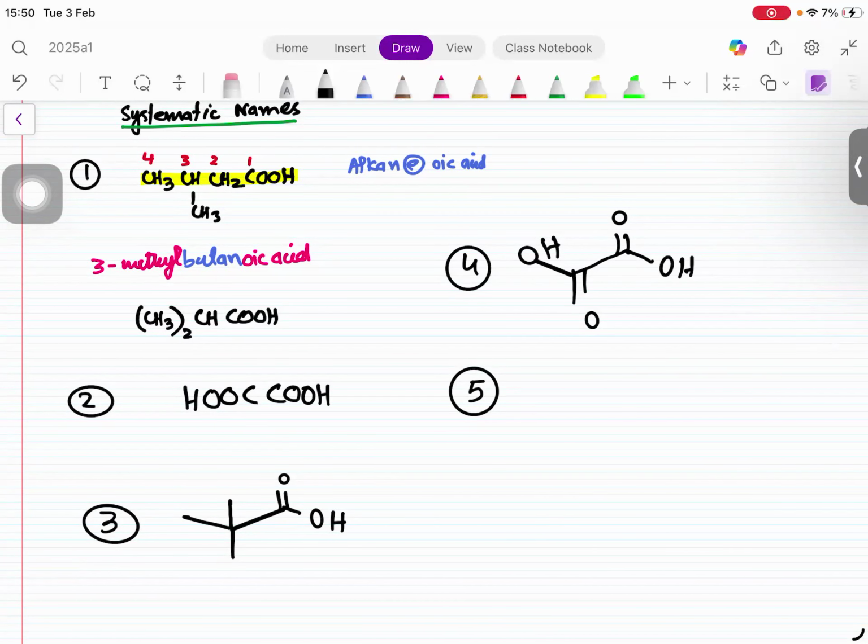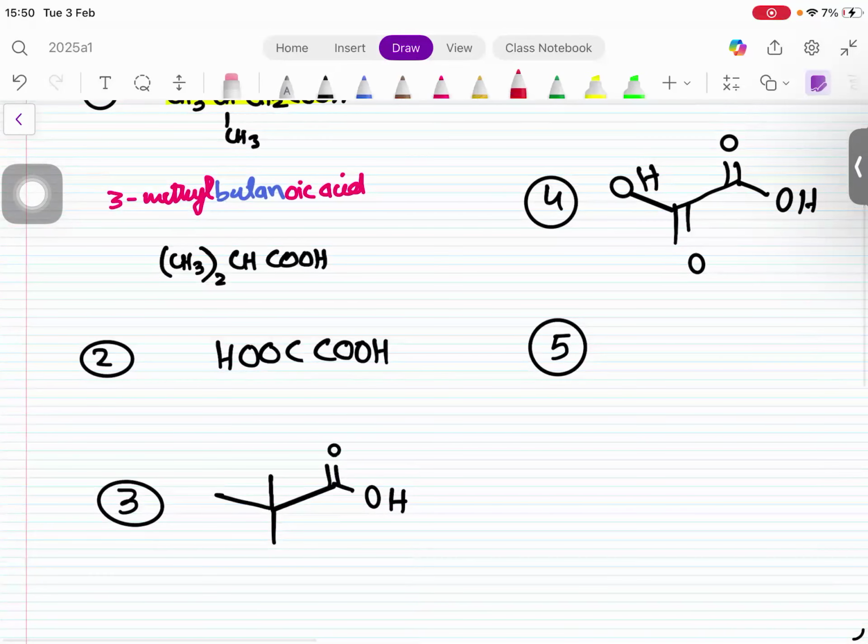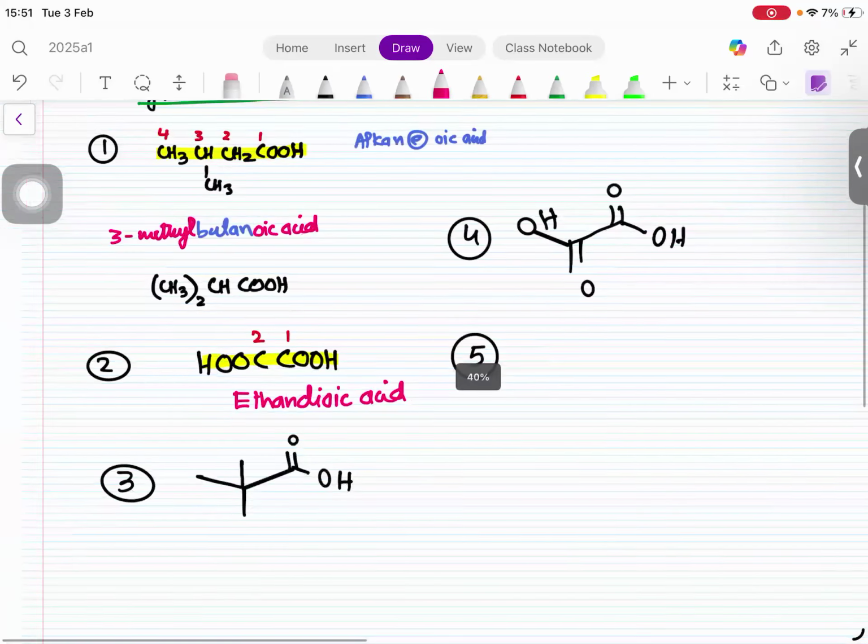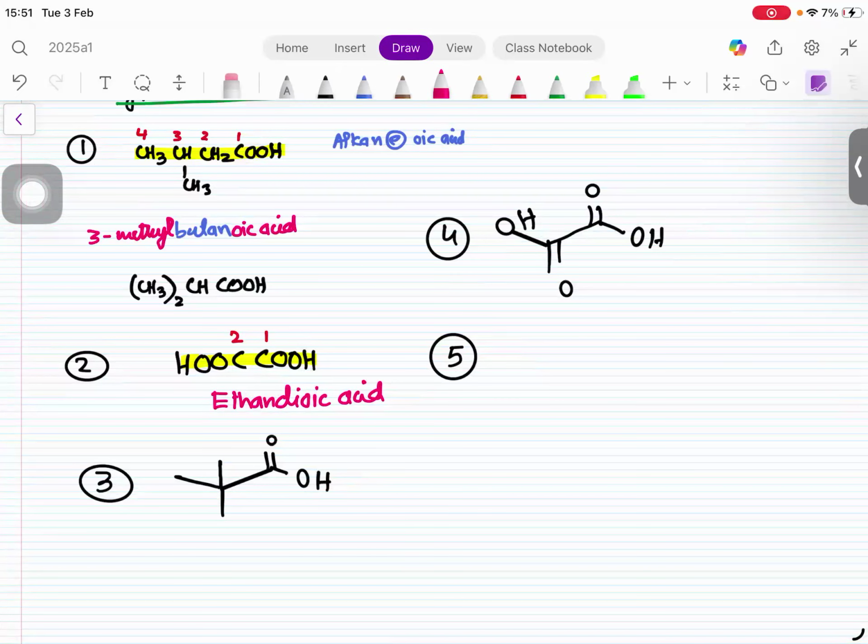Ethane dioic acid. Ethane dioic acid. So this is ethane dioic acid, number 2, carbons 1, 2. So there are 2 COOH groups. So this is ethane. We do not need to mention the position. Why? They are always at the terminal, the end ones.